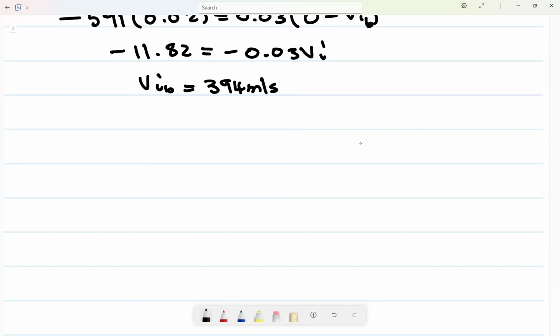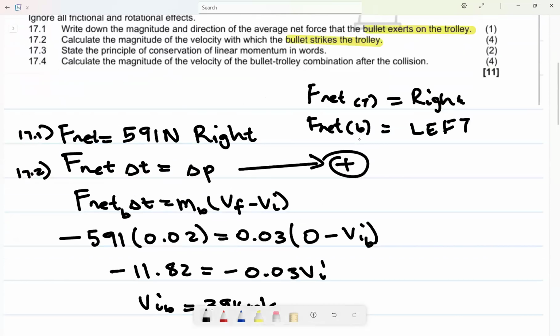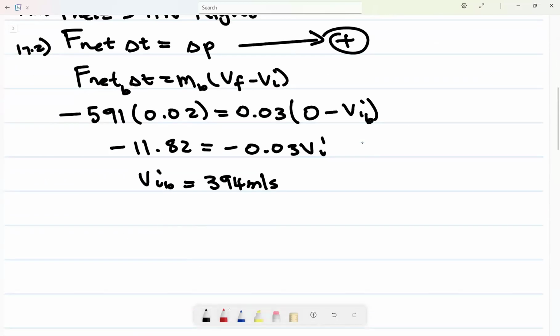So it is very, very correct. So the answer is 394 meters per second. This is the velocity, the magnitude of the velocity with which the bullet strikes the ground. If they wanted the direction, we're going to say what? Right. If they wanted the direction, we're going to say right.